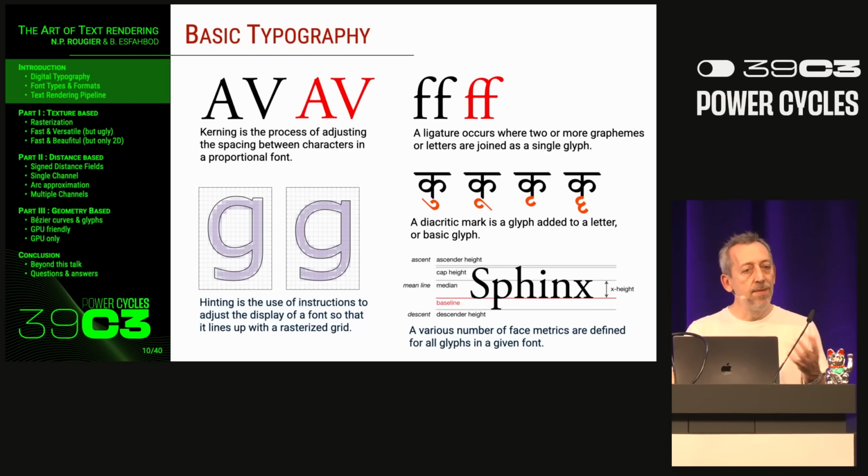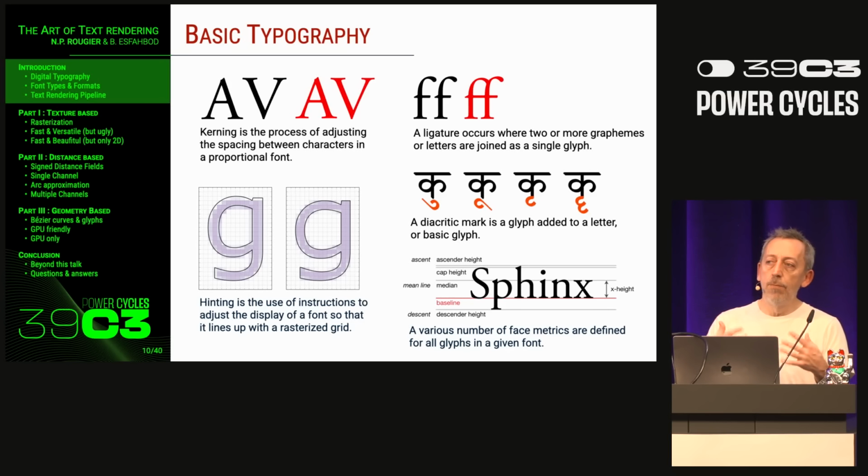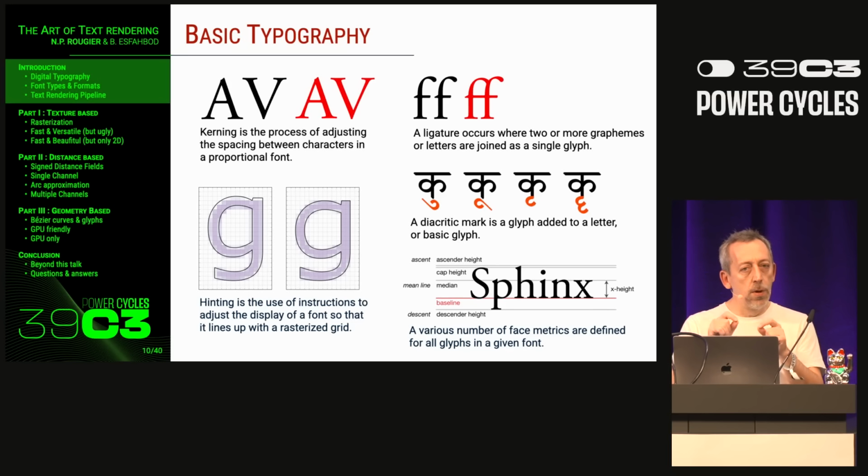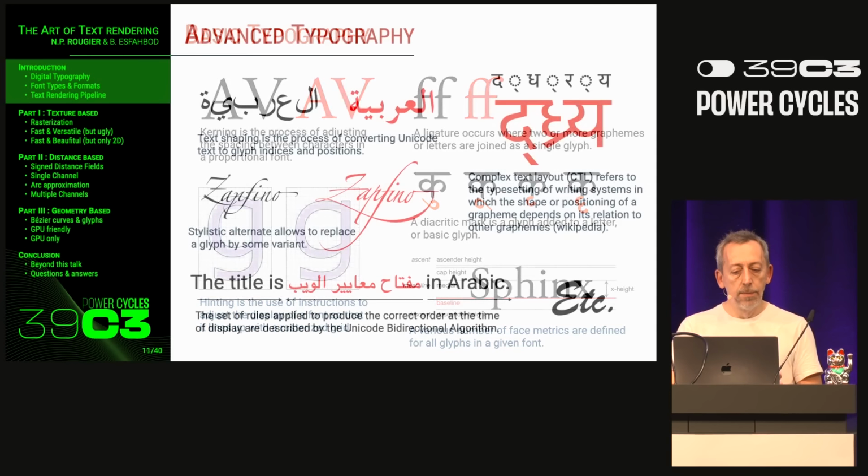Then you have hinting. I will also say a few words about it. Hinting, I will explain, is when you have a very small font, you want your font to fit the pixel grid, because it will be nicer to the eye. And then you have all the face metrics. A few of them are the ascender, the cap height, the median, the baseline, and this is how to align text on a line. So you have to take all of this into account. And this is the easy part.